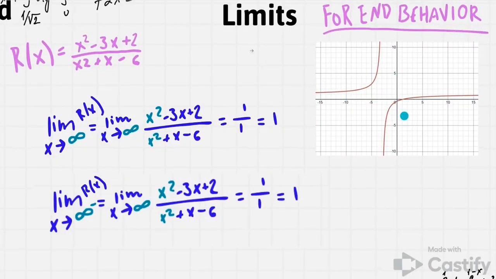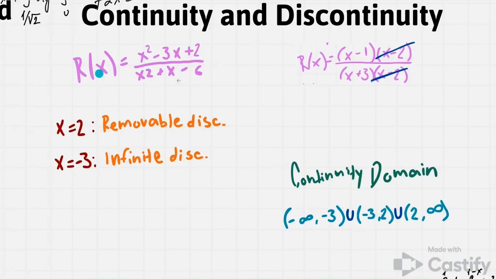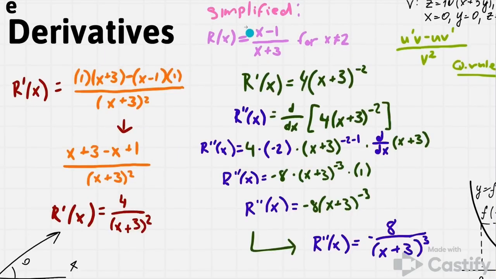And so, next, for the continuity and discontinuity, we have the original graph and the simplified version of this graph. We already talked about how x is equal to 2 and x is equal to -3 are discontinuities, but putting a name on it, x is equal to 2 is a removable discontinuity, and x is equal to -3 is an infinite discontinuity. Its domain is negative infinity to -3 union -3 to 2 union 2 to positive infinity, where it's continuous.